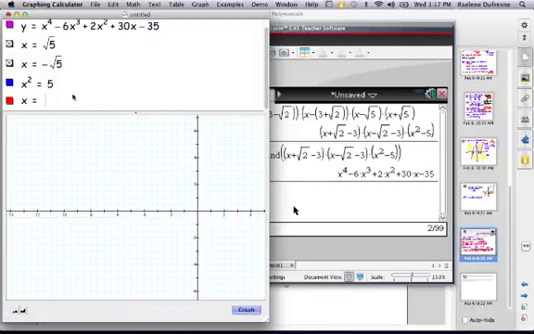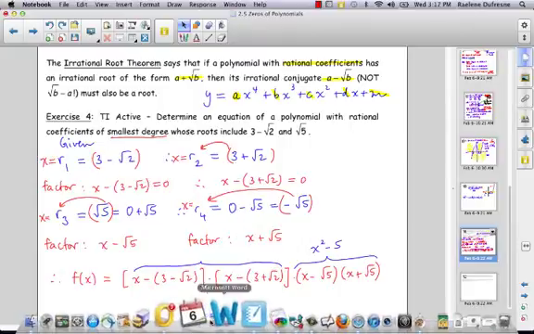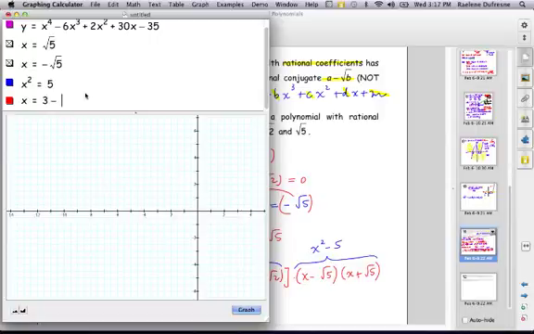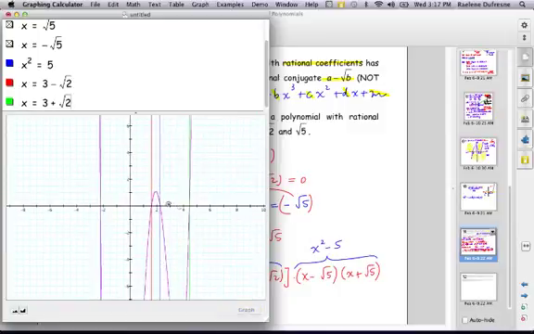X equals, what did we have for our roots? X equals 3 minus root 2 and 3 plus root 2. So we have x equals 3 minus the square root of 2, and x equals 3 plus the square root of 2. And we can see, sure enough, that those x values intersect at the x-intercepts.